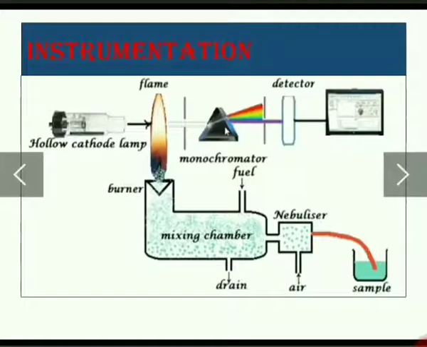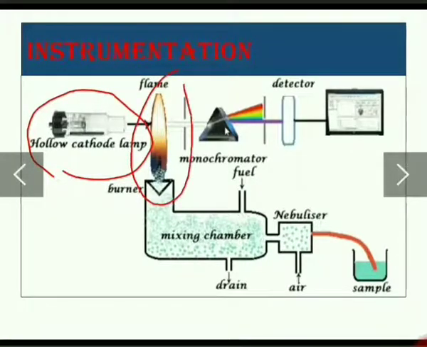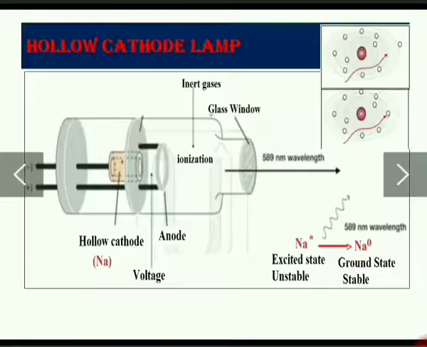So let's go through the instrumentation part. This is the hollow cathode lamp, this is the flame, this is the monochromator, the detector, and this is the readout instrument which shows the absorbance. Now let us dismantle the instrument. Let's divide it into two parts, one is the hollow cathode lamp and the other one is the flame. First let us go through the hollow cathode lamp.